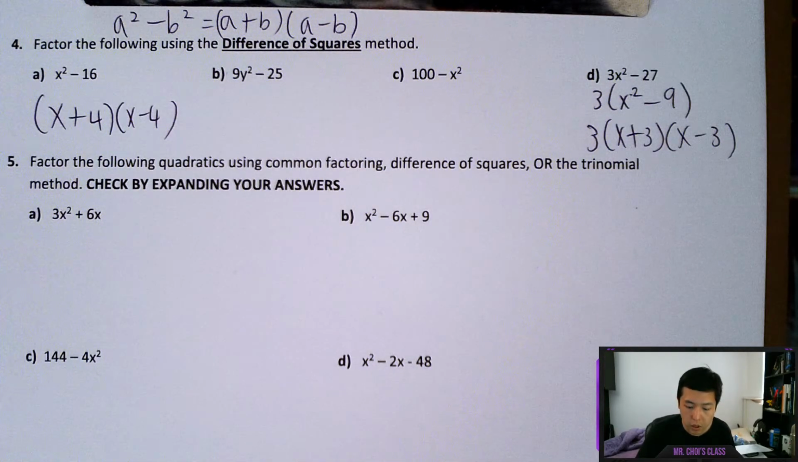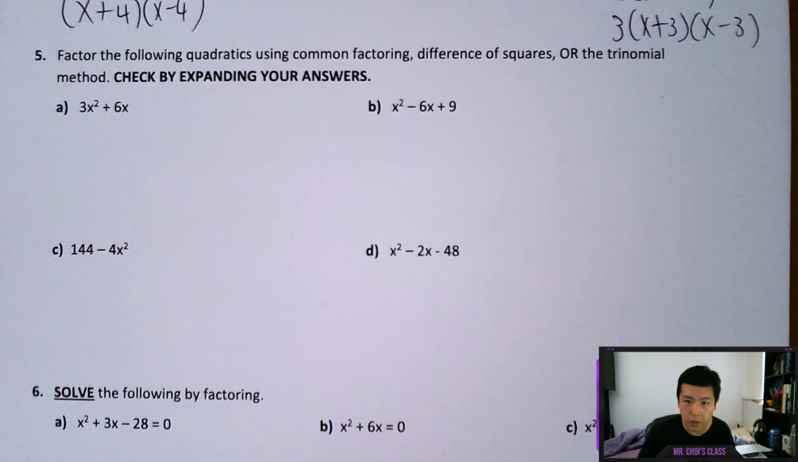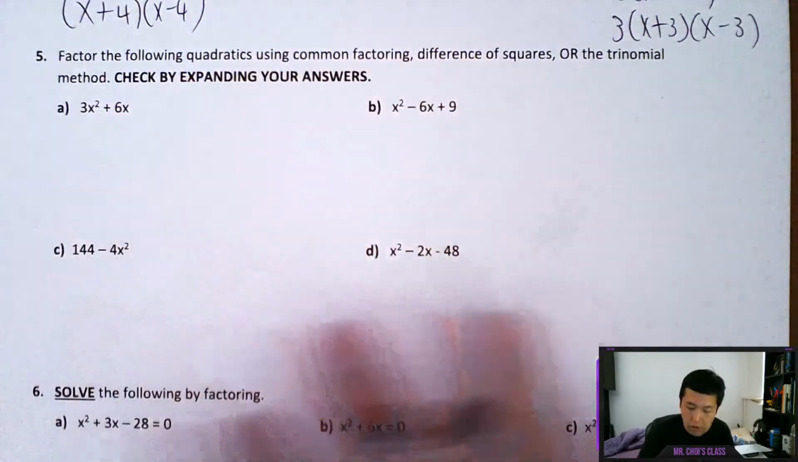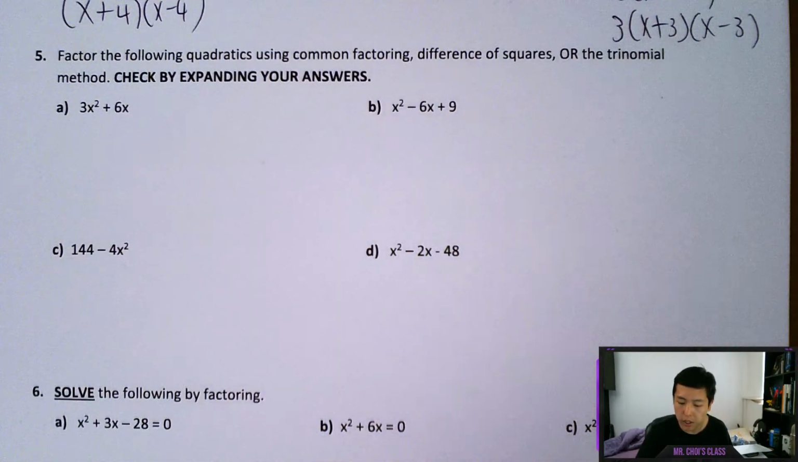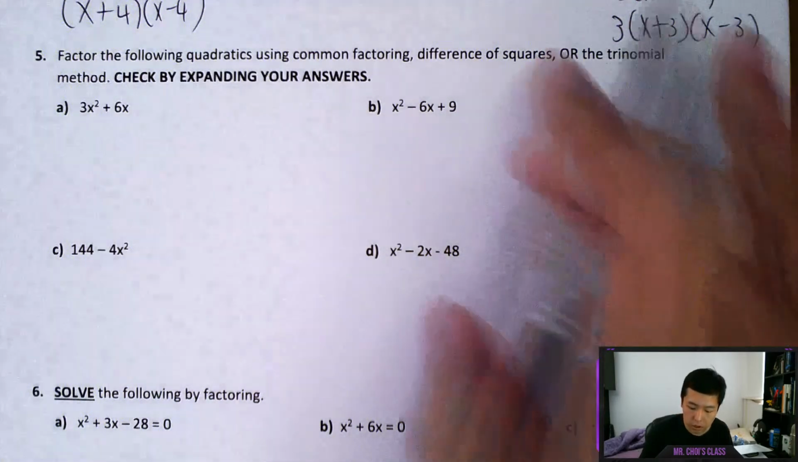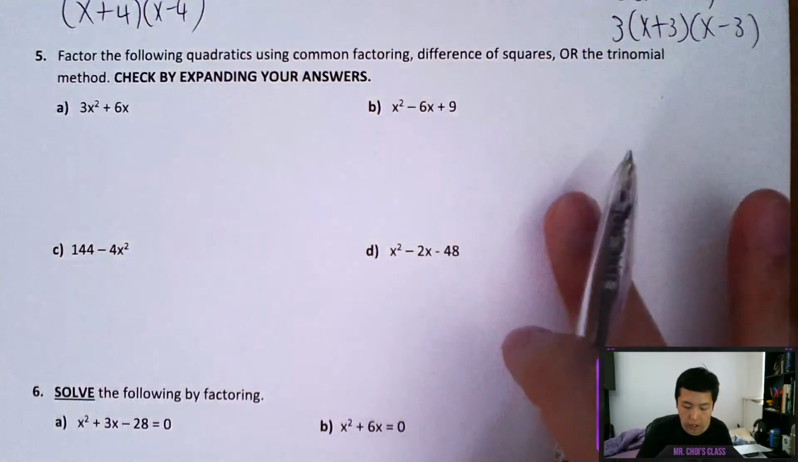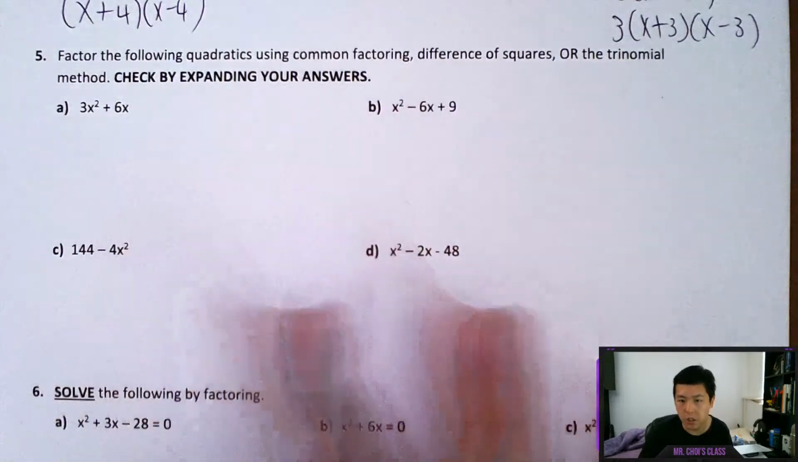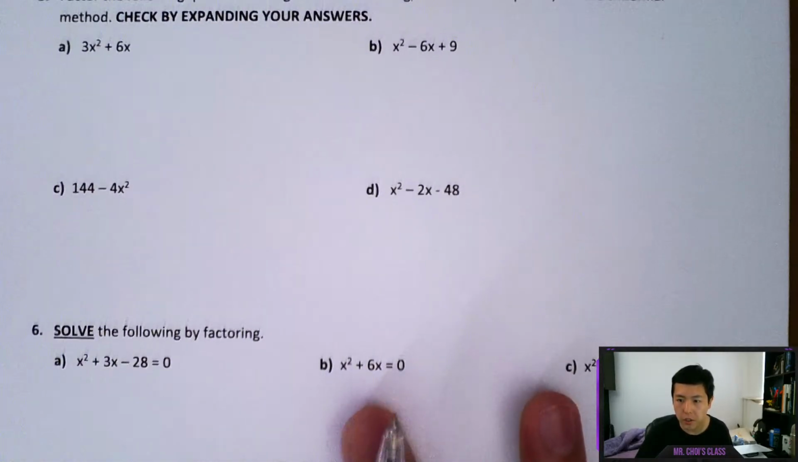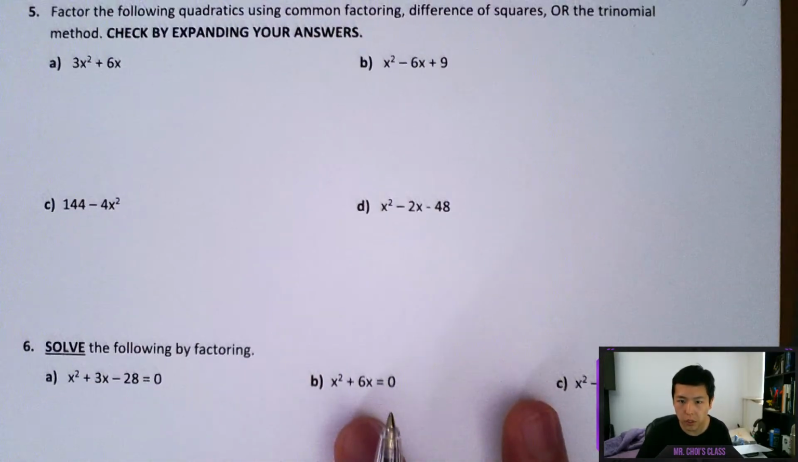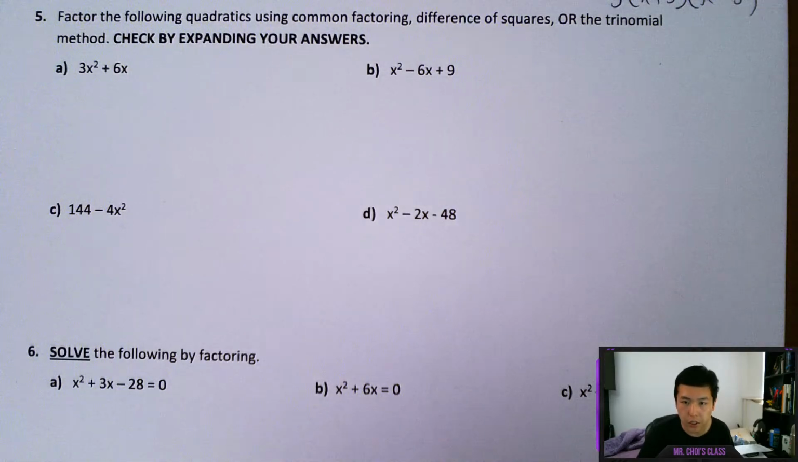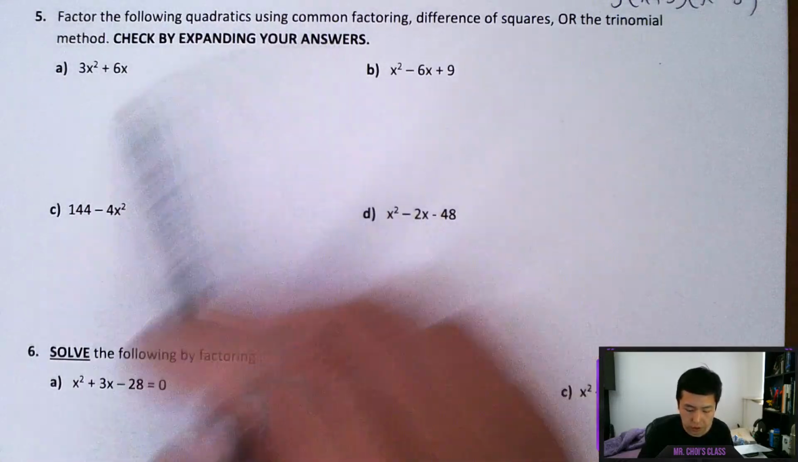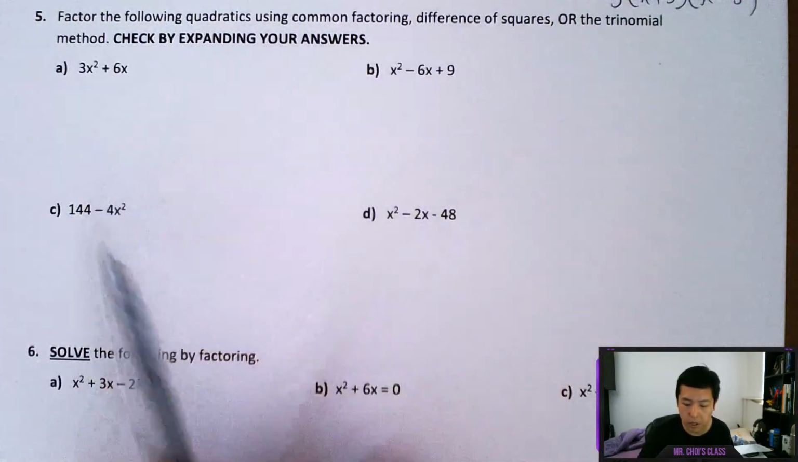Okay, so question 5. Now this is all practice for you. You need to check whether it's common factoring, difference of squares, or trinomial method. So I'm just going to leave this one to you on your own. Questions 5 and 6 are all something where it just wants you to factor it. So let's solve these 2. We're going to do number 7. Yes, that'll be our last question.